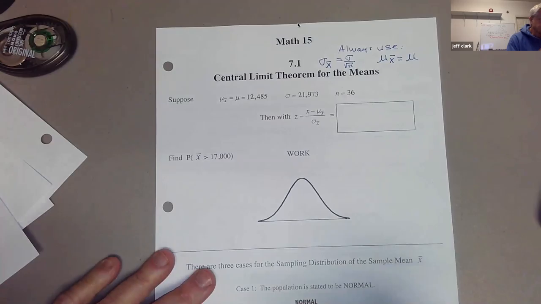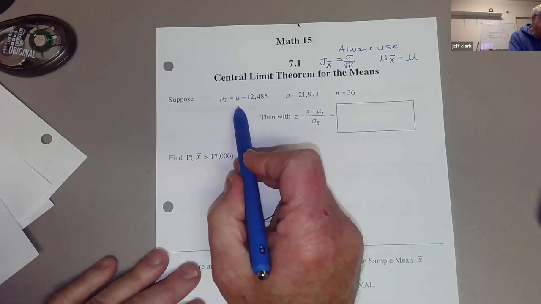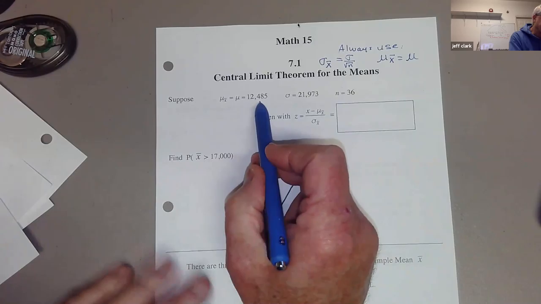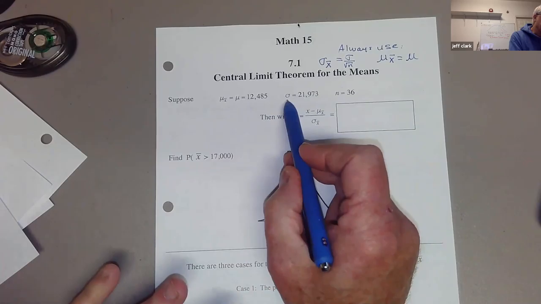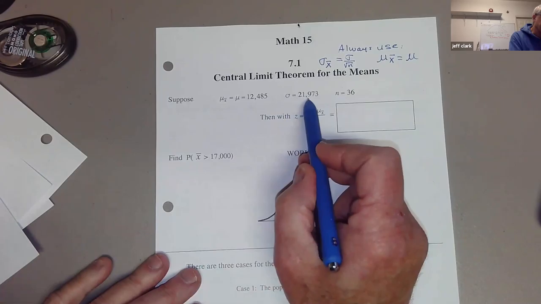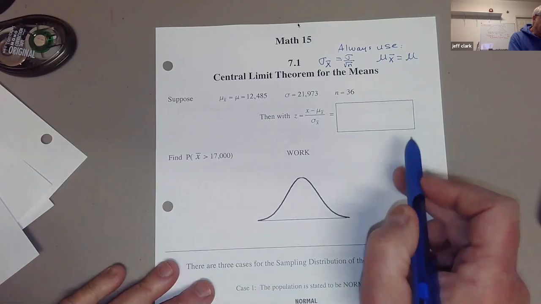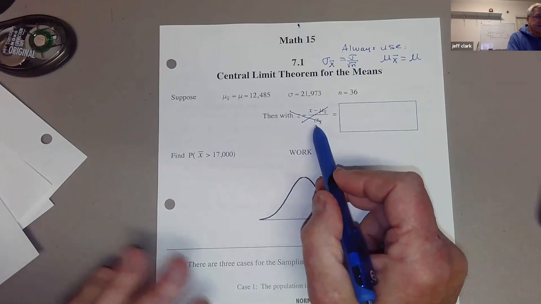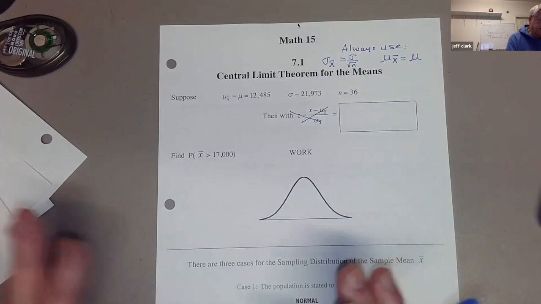So let's say you're given 36 values that have been calculated for you. You add them all up and divide by 36, and the number you come up with is 12,485. And it turns out that the original standard deviation of all 36 is 21,973. You've got that for a fact. We're not going to do the Z formula. No more Z, because all that does is standardize the picture so that you'd have 0, 1, 2, 3, negative 1, negative 2, negative 3. We're not doing that. We're going to use real data.